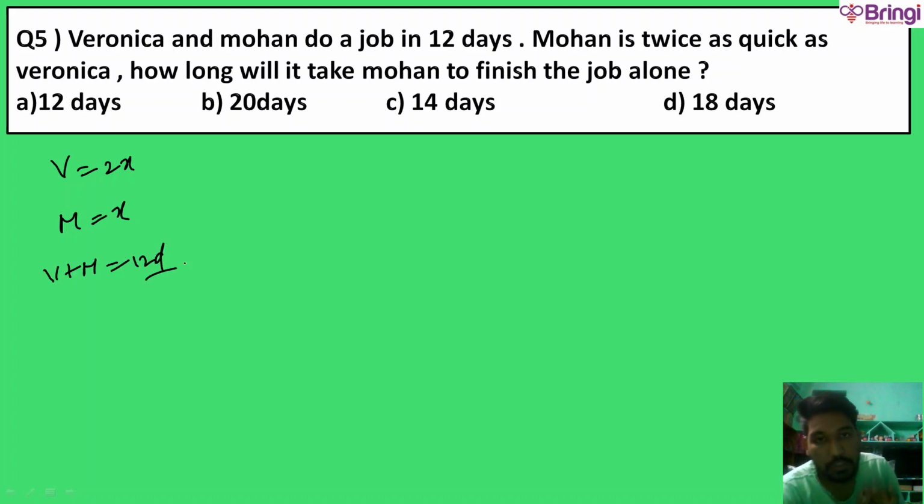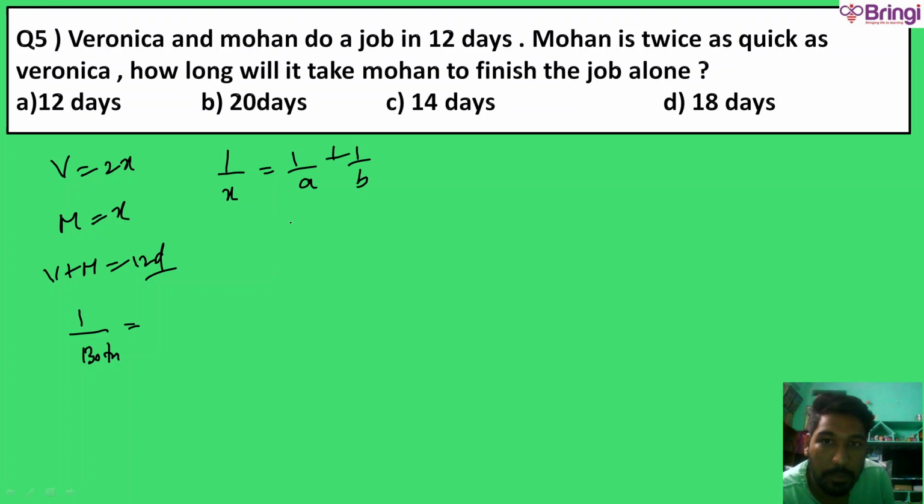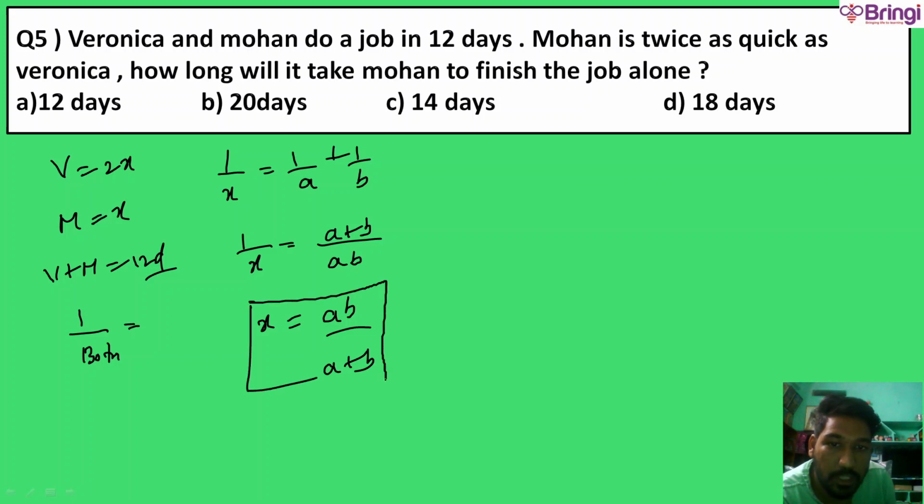If you know the formula, you can directly apply it, and for those who don't know the formula, I am explaining. The formula: 1 by x equals 1 by a plus 1 by b, so 1 by x equals ab by a plus b, so x equals ab by a plus b. This is the formula. Those who know it need not do this; I have written it just for those who don't.